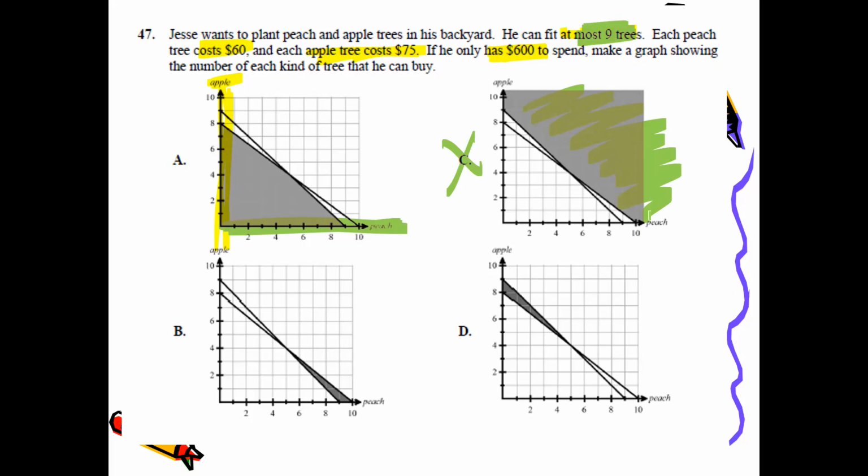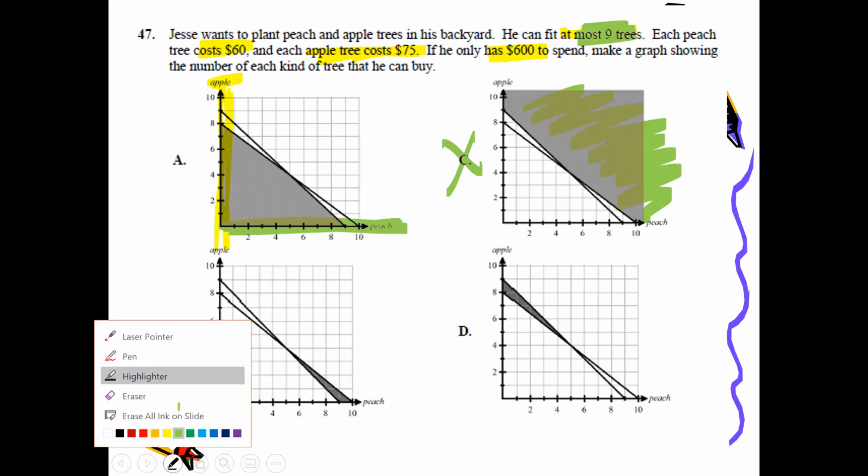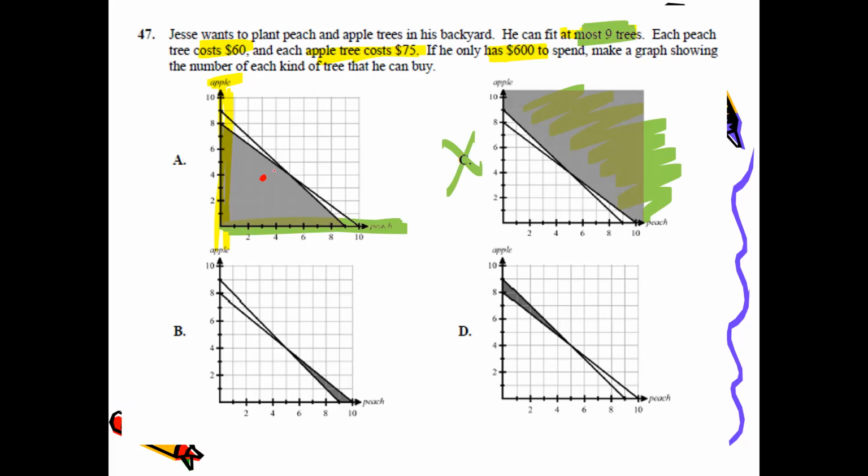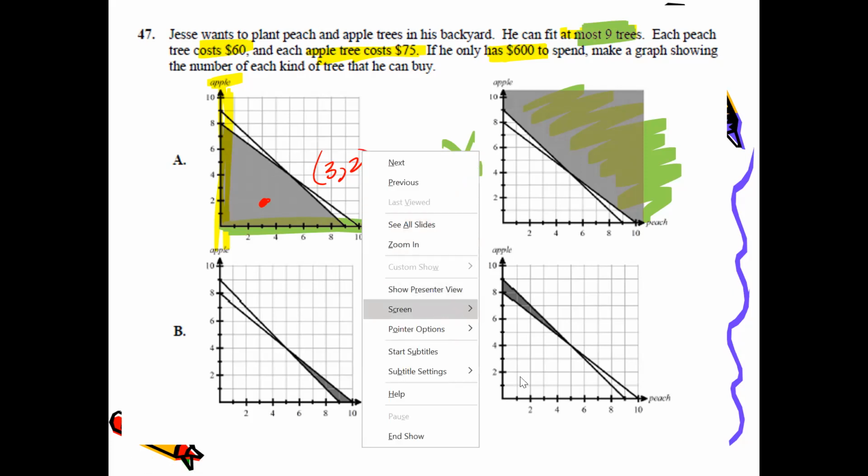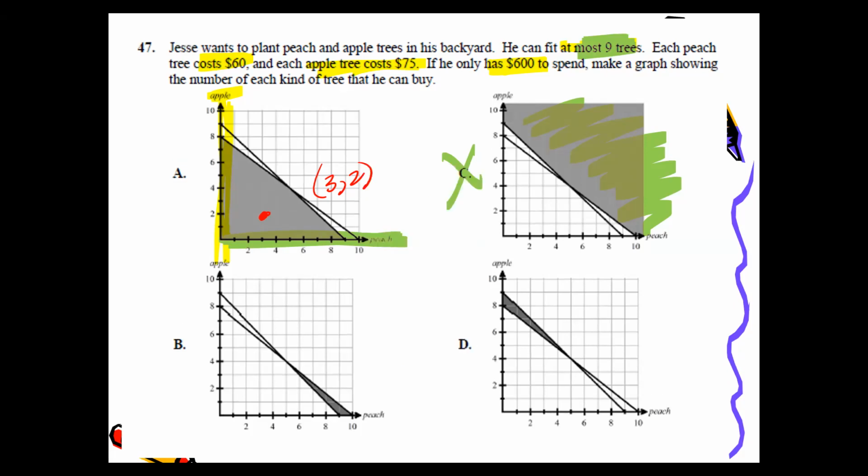So then you're like, okay, is it A, B, or D? And remember, it could be any of the points inside the shaded area. Like this point right here that I'm putting the dot on in red is 3, 2. So 3 peach trees, 2 apple trees, 3 plus 2 is still less than 9. So that works. If you're not sure about it, you can always check your answers. So I'm just going to go to the answers for this and check to make sure that it's correct.